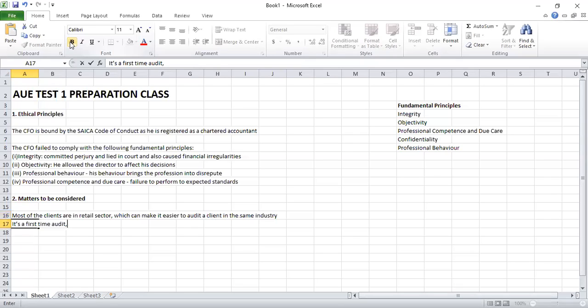Normally, if it's a first time audit, you should be able to ask the client if they can allow you to have access to the previous auditors. Remember that all third-party communication normally passes through management. You tell them, maybe can I please talk to your bank? Can I please talk to your lawyer? Is that right?